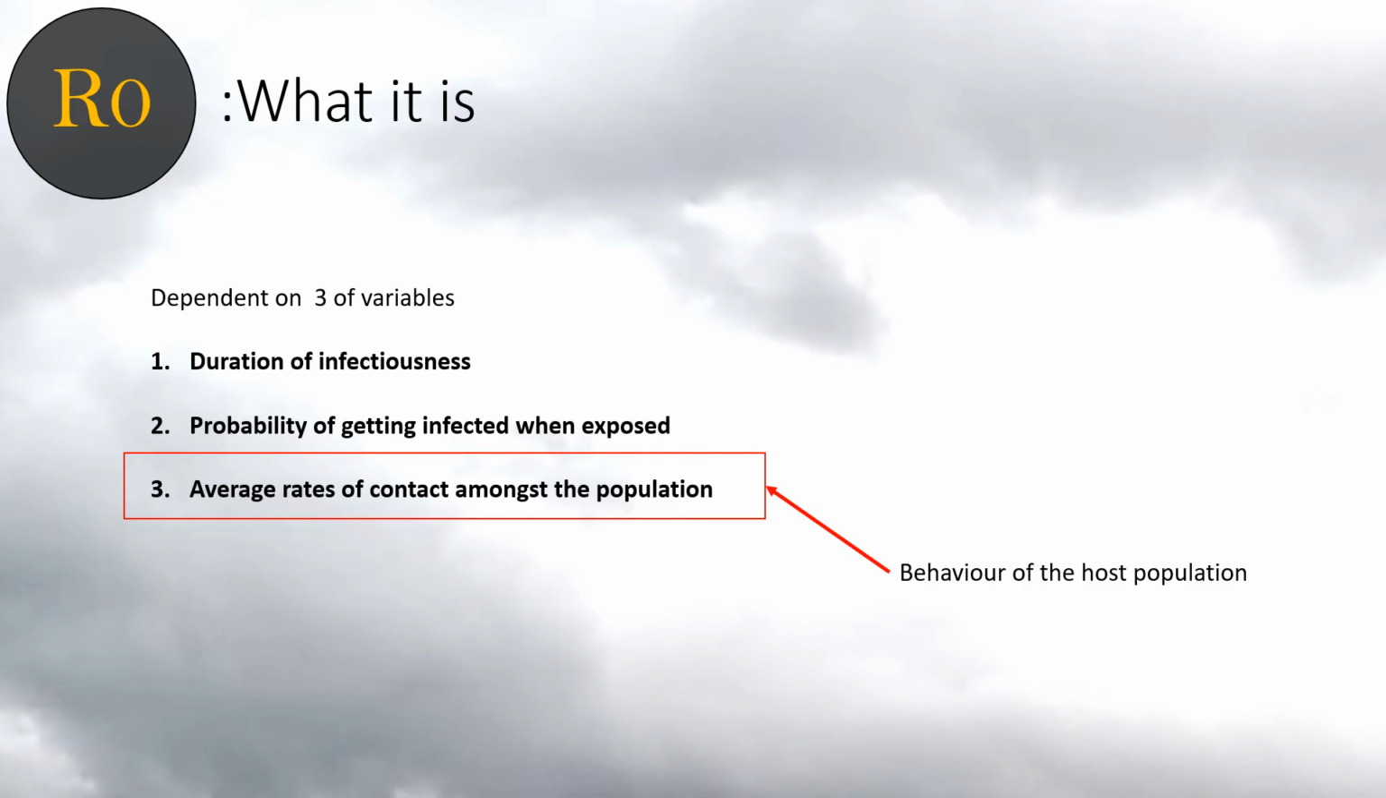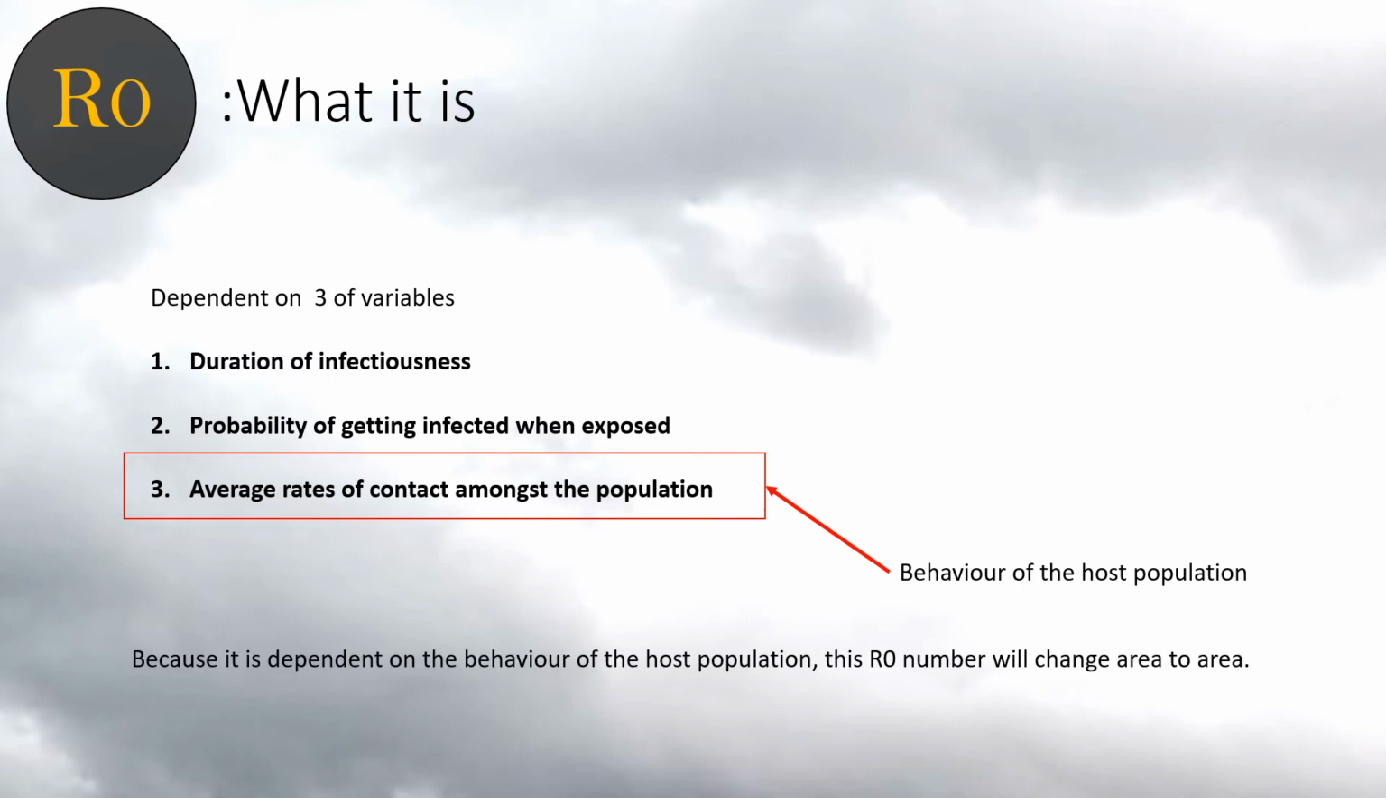And normally when we're talking about host population in infection models, etc., we're talking about us. We're talking about the humans. And because we're so different in different parts of the world, and we have different cultures and different practices and different behaviors, this means that the R0 number will change area to area.